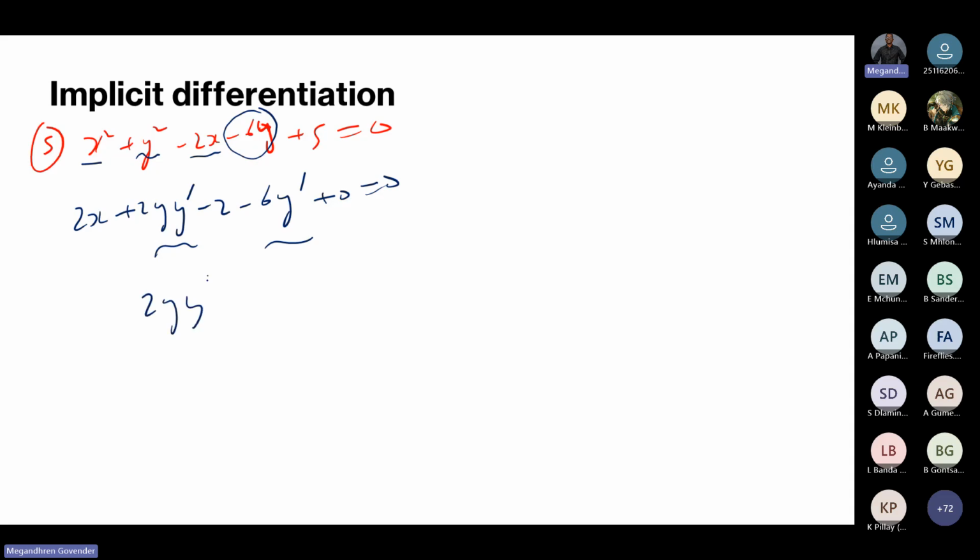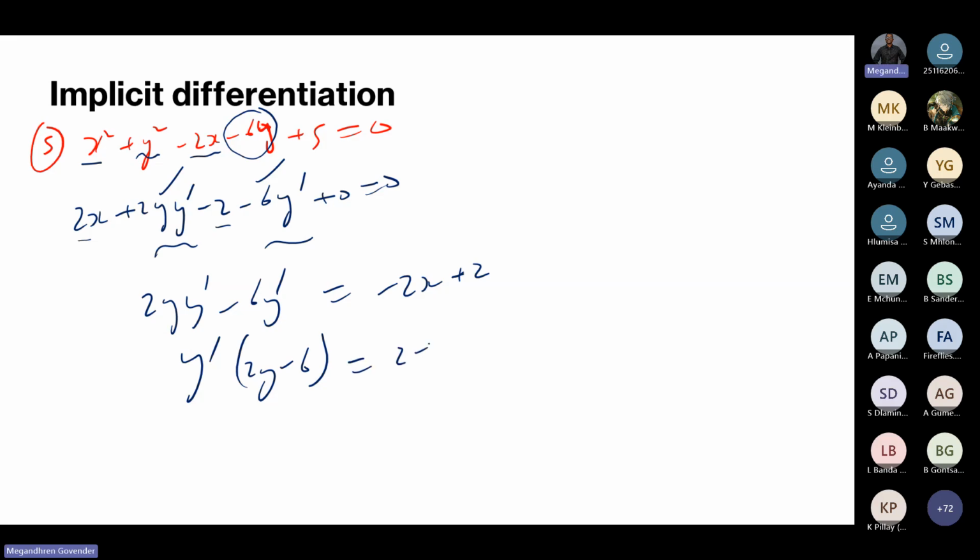So you group the y primes and take that to the other side. So you have 2y y prime minus 6y prime, and put the others on the other side. So 2x goes on the other side, becomes minus 2x. The minus 2 becomes plus 2. Take y prime as a common factor on this side, and you're going to get 2 minus 2x. So what is y prime equal to? 2 minus 2x all over 2y minus 6.